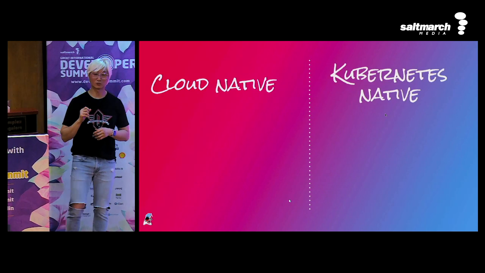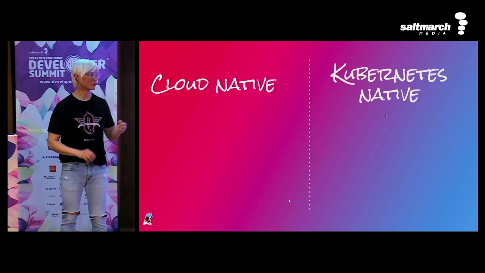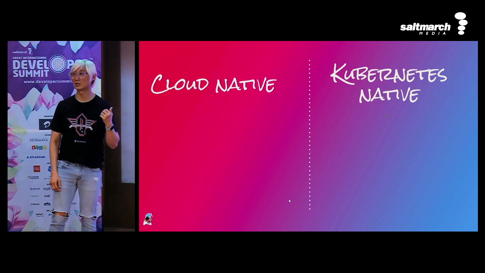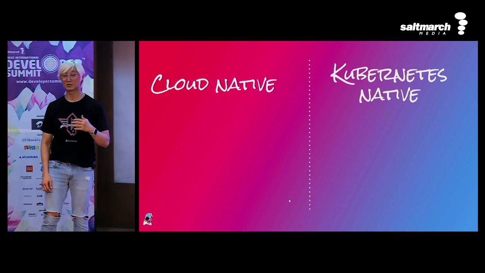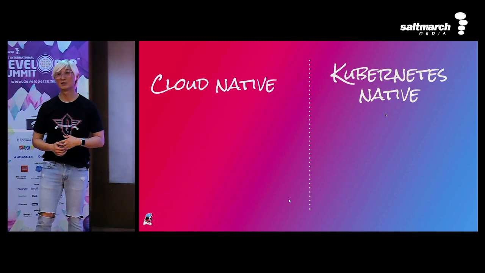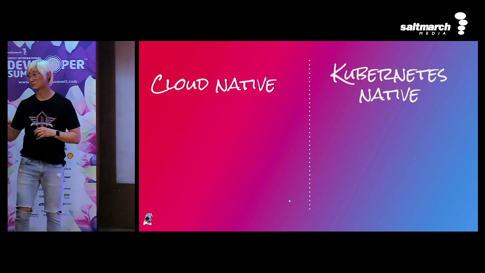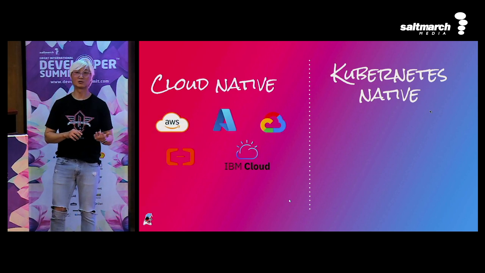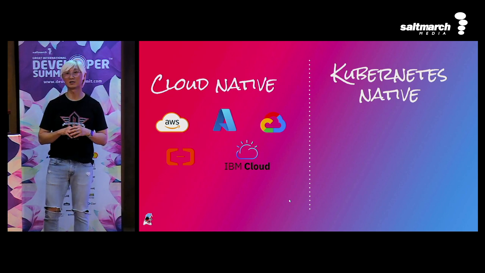So I just want to make sure everybody understands. People sometimes use these two terms interchangeably, cloud native and Kubernetes native. People say, yeah, my application is a cloud native app, or sometimes my application is a Kubernetes native app. But that's not exactly the same thing. Cloud native is literally cloud, like Amazon, Google, Microsoft, Alibaba, IBM, or any kind of cloud provider.